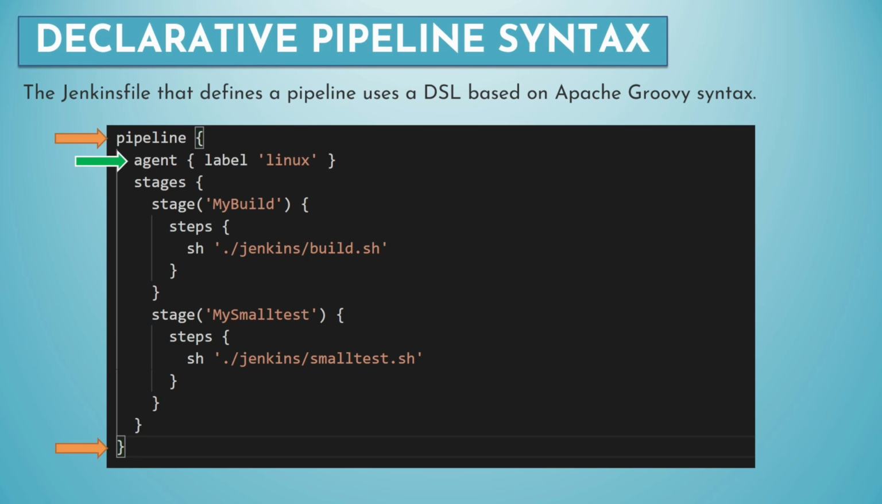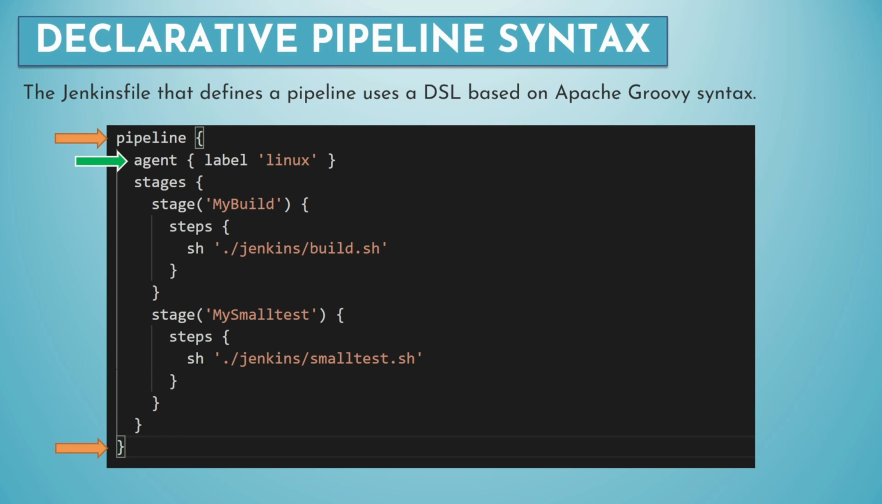You can specify the agent on which the pipeline needs to be executed. If you are using multiple agents in your pipeline, then you can specify this agent as none. And if you don't care about which agent to execute the pipeline on, then you can just specify agent as any. But here in this example, I have specified agent with the label as Linux. So this pipeline will run on the agent that has the label Linux.